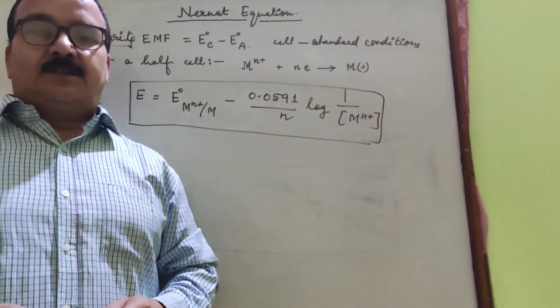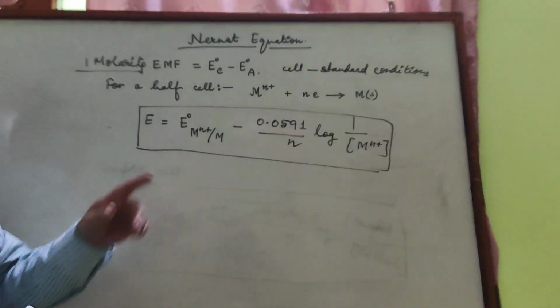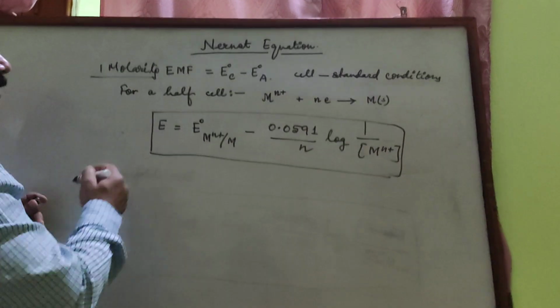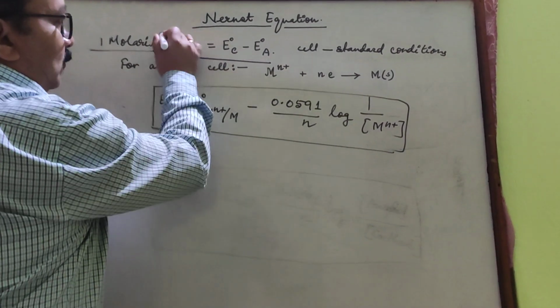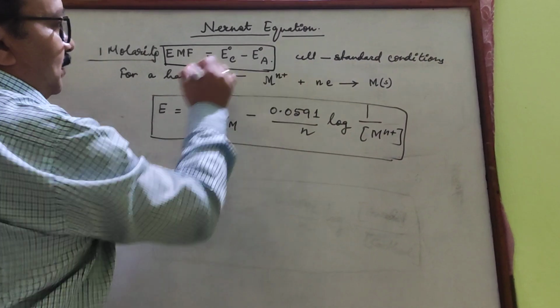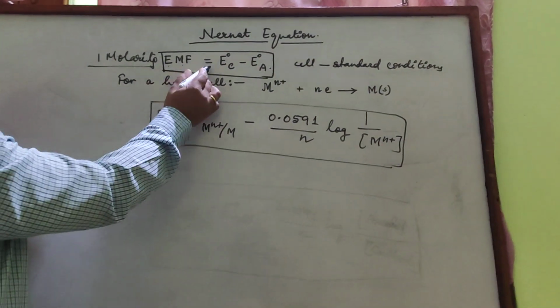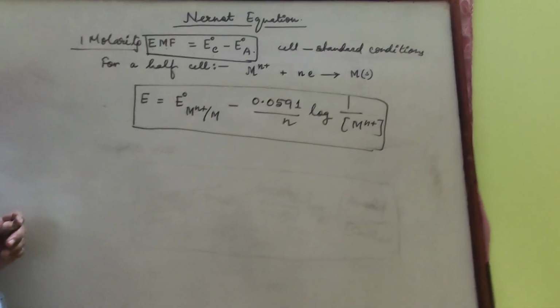Today's topic is Nernst equation. Now, what is Nernst equation? In class 11, we have learned how to find out the EMF of the cell. Formula is EMF equal to E naught cathode minus E naught anode.